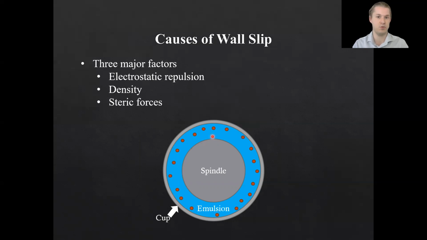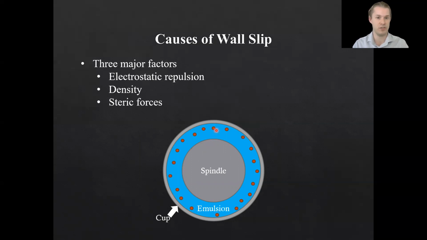Secondly, we can have a density difference. This density difference is between our continuous phase and dispersed particles. Should our dispersed particles be more dense than our continuous phase, as our spindle begins to spin up the sample, our dispersed particles will be more encouraged to move away from the spindle and thus concentrate around the cup, again creating that gap.